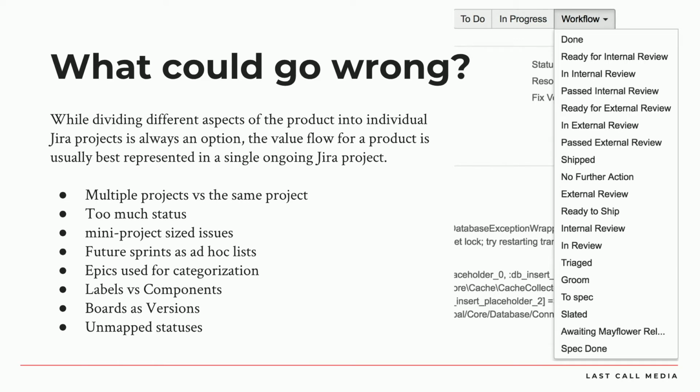Does anybody know the difference between a label and a component in Jira?